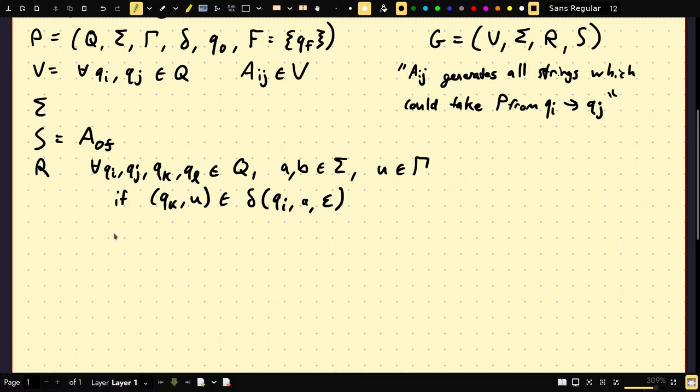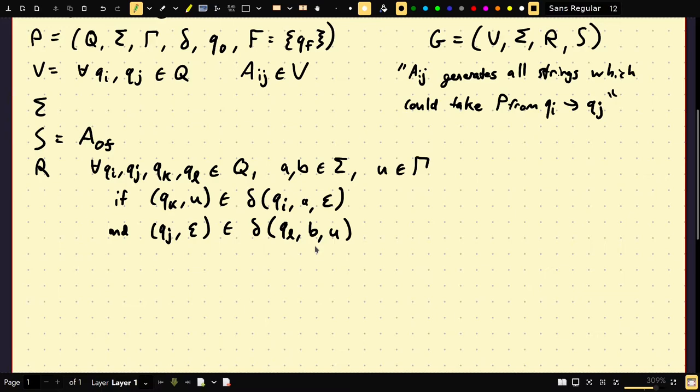If this is true, and (QJ, epsilon) is in delta(QL, B, U). We read B off the input and we read U off the stack. So if we're at QL, we see B in the input and we see U at the top of the stack, we transition to QJ and push nothing. So we pop U off the stack. Here we're pushing U onto the stack and then we're popping U off the stack.